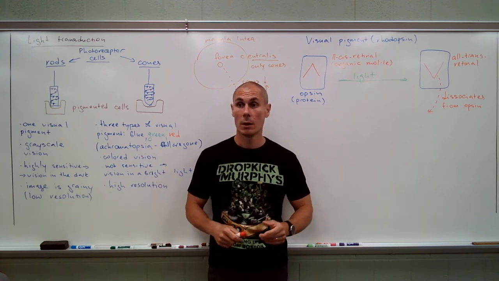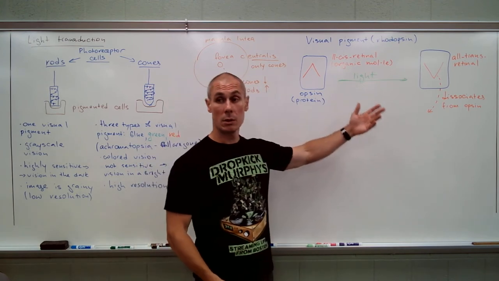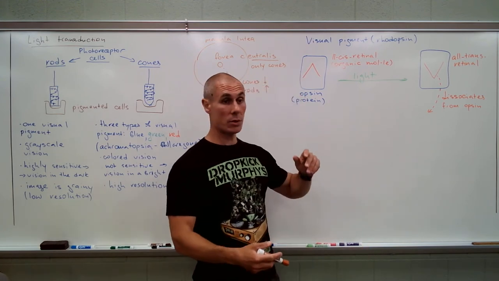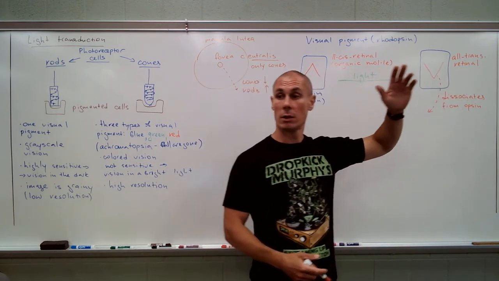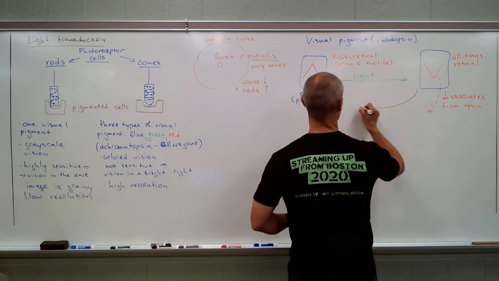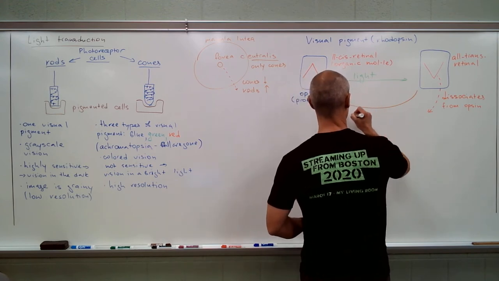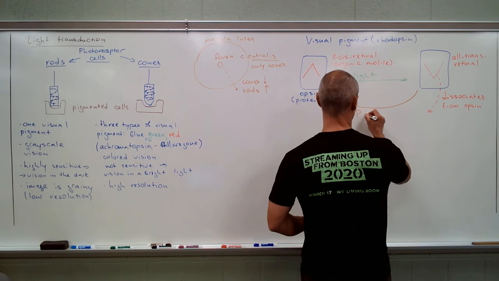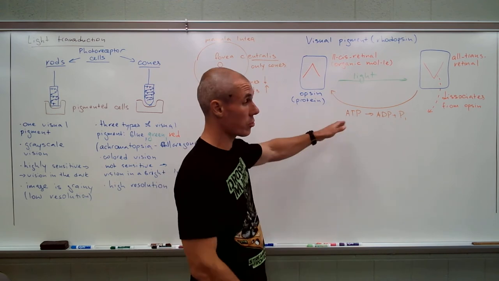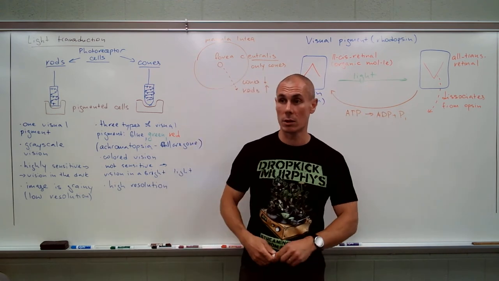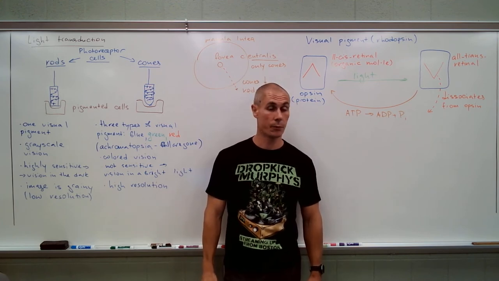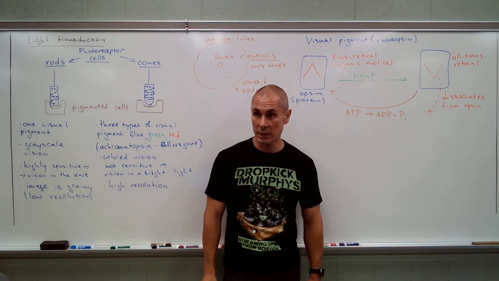That's all that happens. Big question, of course, can it go back? It absolutely can. But since in order to convert 11-cis into all-trans, you had to apply energy, you need to break down ATP into ADP and inorganic phosphate. Basically, you need to use the energy of ATP to bring it back to its original form so it can sense the light again. Does that make sense?